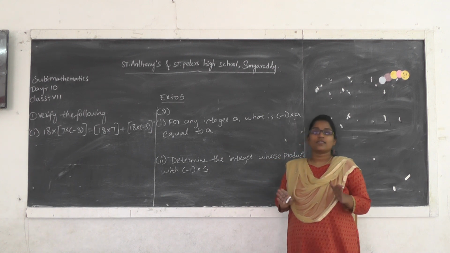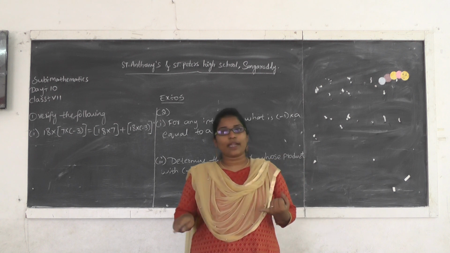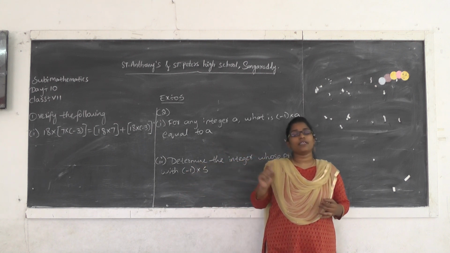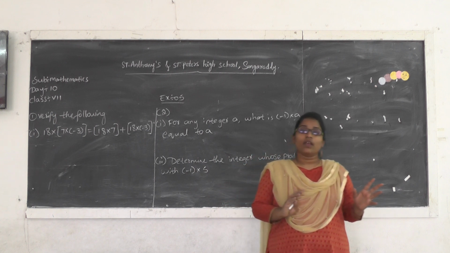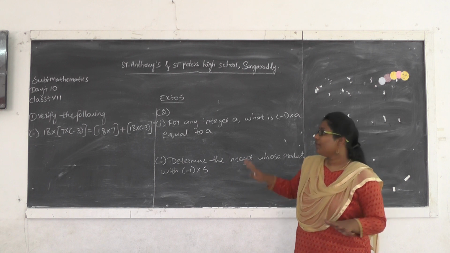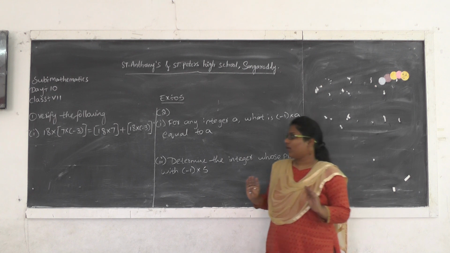Good morning students. In the previous sessions we discussed the distributive property, multiplicative identity and multiplication by 0. We also discussed the commutative, associative and closure properties. Based on those properties we are going to solve the problems in Exercise 5. Now let's solve. Look here.